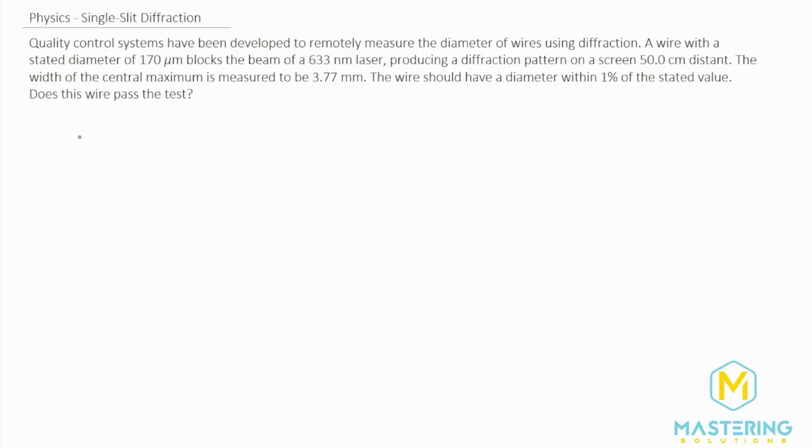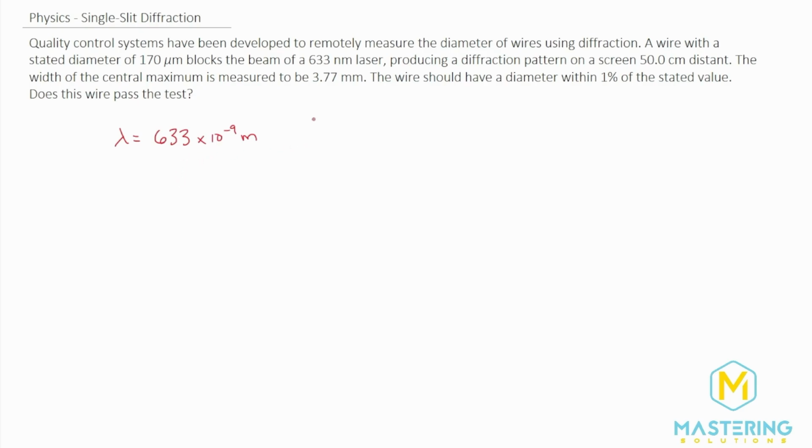Let's make a list of all the given values for this question. We're given lambda, or the wavelength. In this case, they have a 633 nanometer laser, 10 to the negative 9.